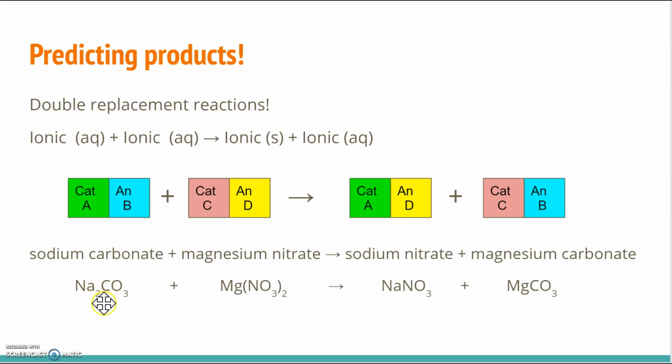So what happens when there's 2 sodiums on this side and only 1 sodium on this side? We have to balance the equation. So pause the video and see if you can balance the equation, and then come right back.